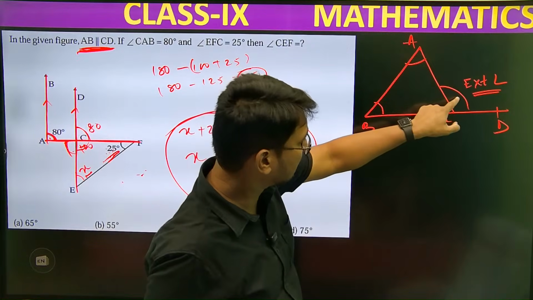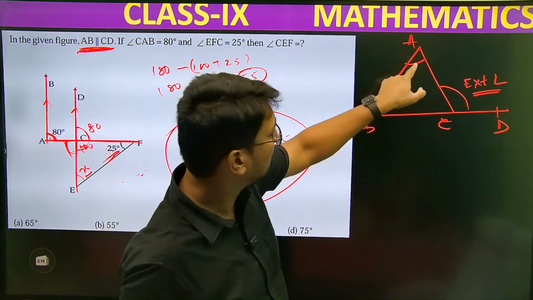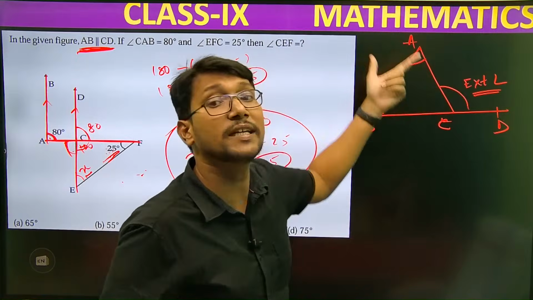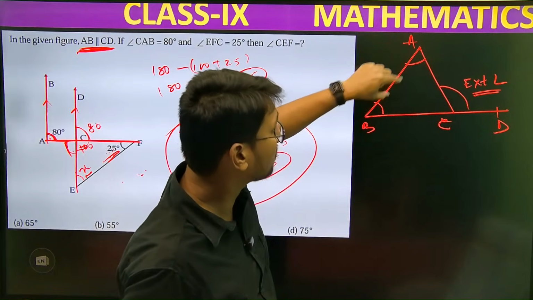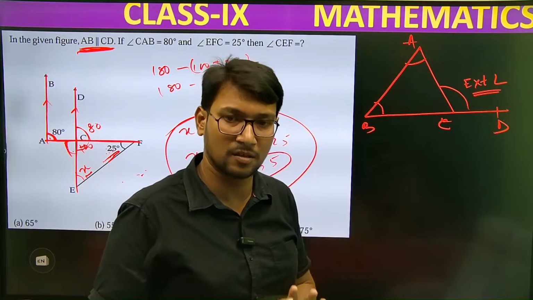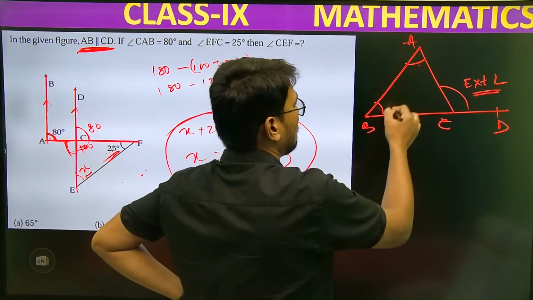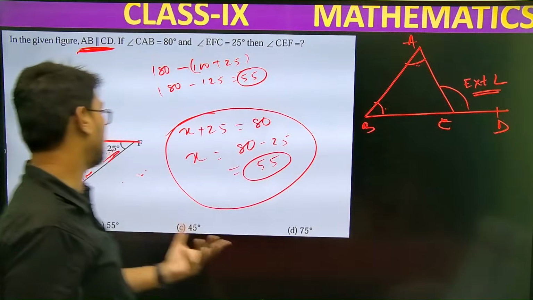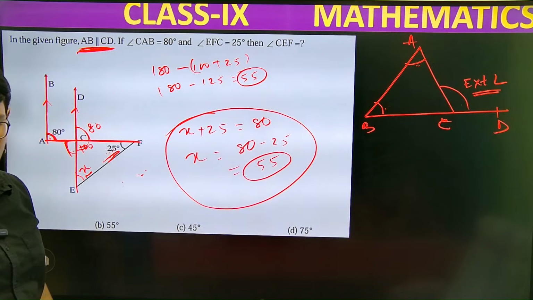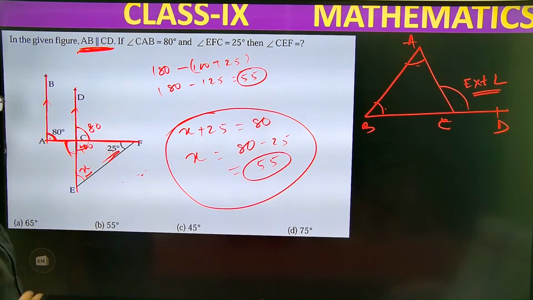This is actually the exterior angle, and the interior is this one. But what are these two? Opposite interior angles. The exterior angle equals the sum of the opposite interior angles. Understood? So here these two angles are given, and you have to find this. Like that it happens. Clear? Any doubt now? Moving to the next question.